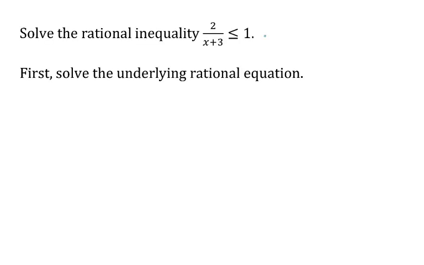This is the rational inequality that I want to solve. And the first thing I want to do is solve the underlying rational equation. By underlying rational equation, I simply mean, what if we took the less than or equal to and changed it to an equal to? So we make an equation out of it. 2 over x plus 3 is equal to 1.